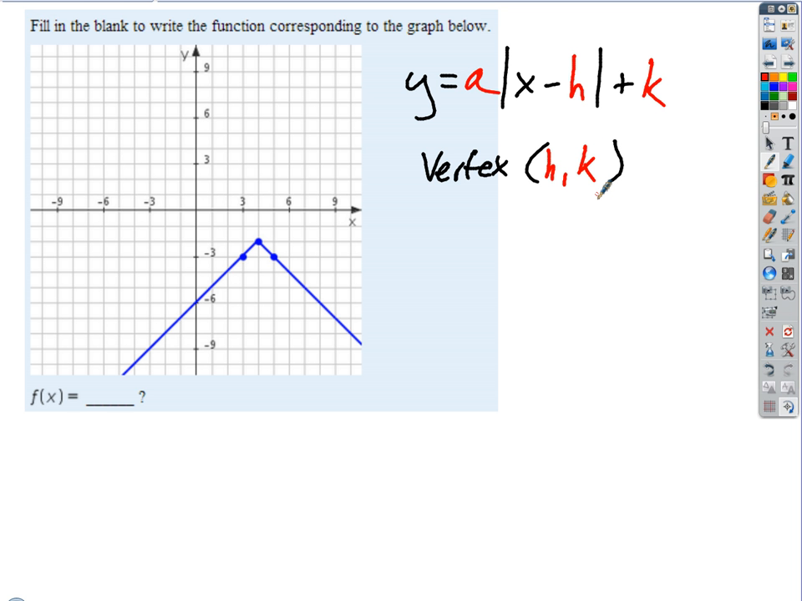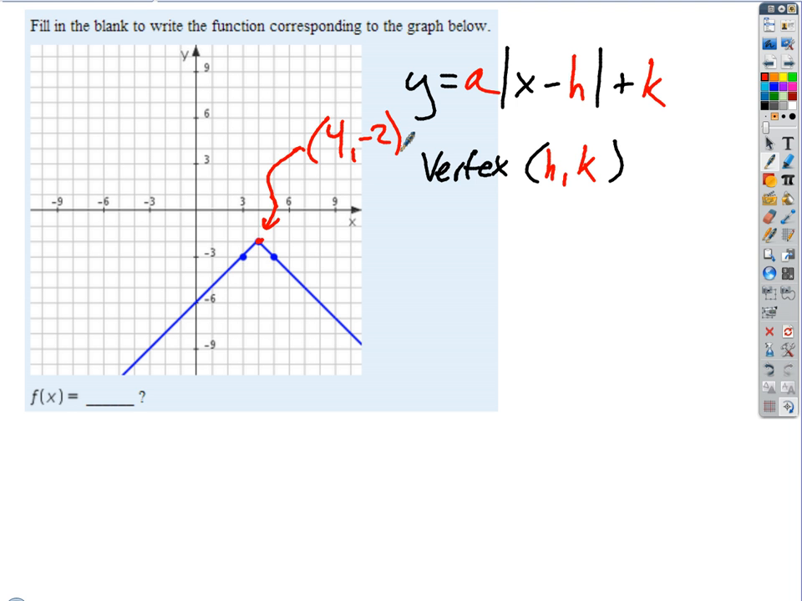Okay, good. And what does a mean? Slope. Okay, of what? The right side of the V. Okay, good. So let's do the vertex first. I just have to identify the coordinates of the vertex. There's my vertex. What are those coordinates? 4, -2. Good. Over 4, down 2.